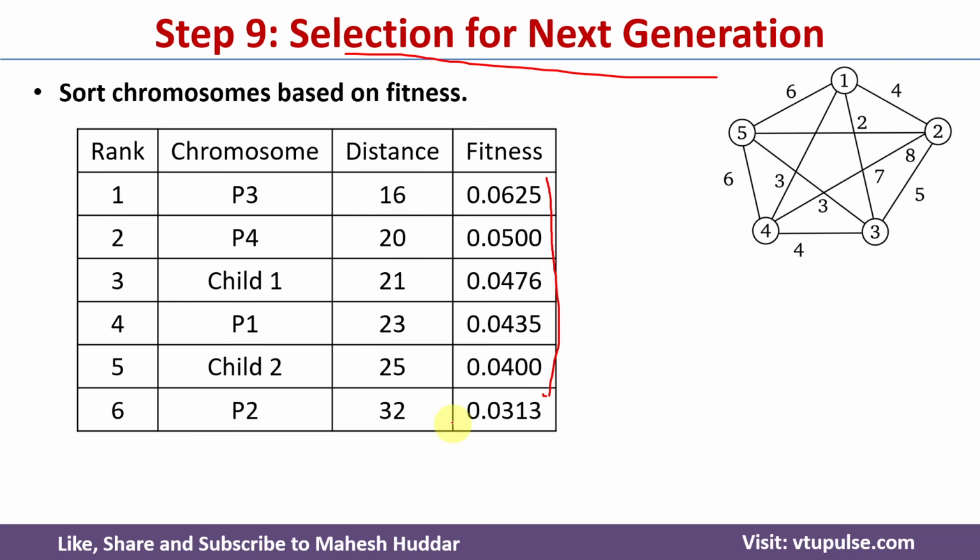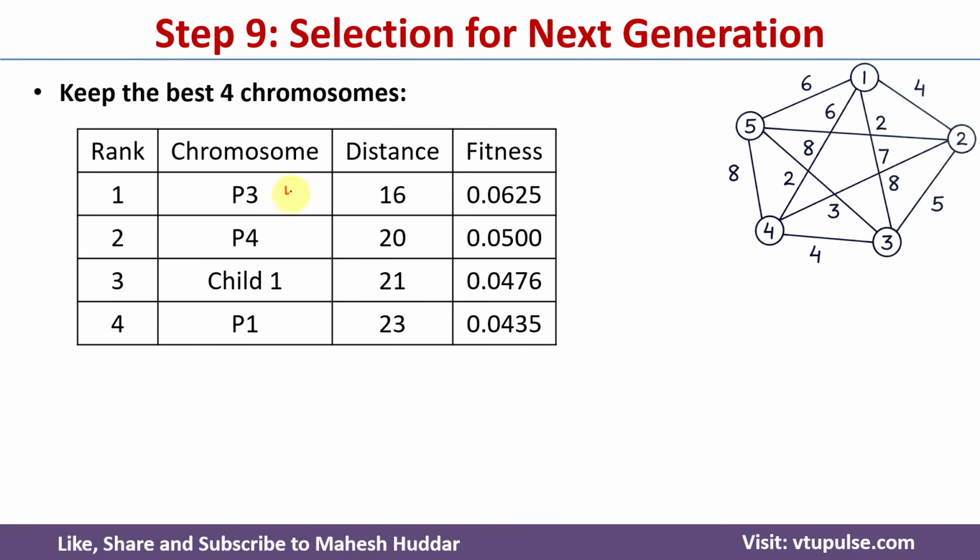After that, we select only the 4 best chromosomes, because our population size is 4. Here the first 4 chromosomes are the best because they have the highest fitness values, and the remaining two chromosomes have weaker fitness values. So these two chromosomes will not be selected for the next generation. So we get chromosomes P3, P4, child 1 and P1 for the next generation.